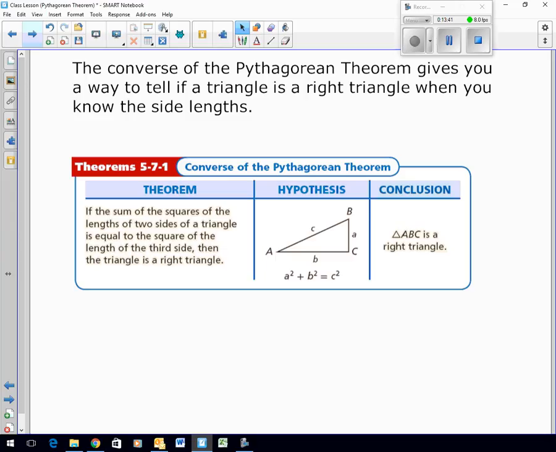The converse of the Pythagorean theorem gives you a way to tell if a triangle's a right triangle when you know the side lengths. We're not going to deal too much with this. Basically, all this says is if the sum of the squares of the lengths of the two sides of the triangle is equal to the square of the length of the third side, it's a right triangle. This is just a fancy way of saying if leg squared plus leg squared equals hypotenuse squared, you have a right triangle. It's just a fancy way of saying if the Pythagorean theorem is true, then you have a right triangle.